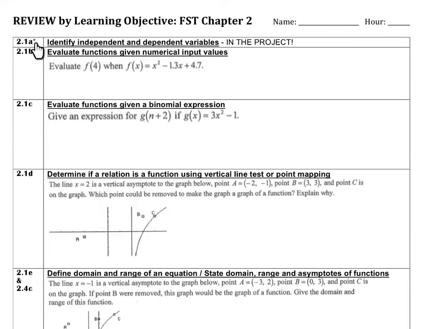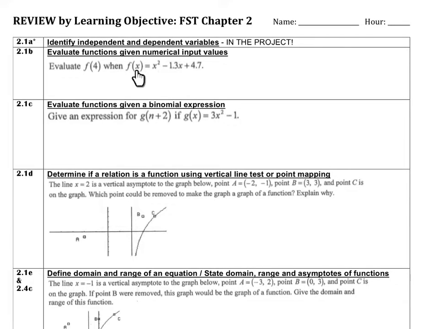Learning objective 2.1a of identifying independent and dependent variables will be addressed in the project, not the test. 2.1b, which is evaluate functions given numerical input values, will be on the exam. Here they want you to find f of 4 when f of x is this given function.